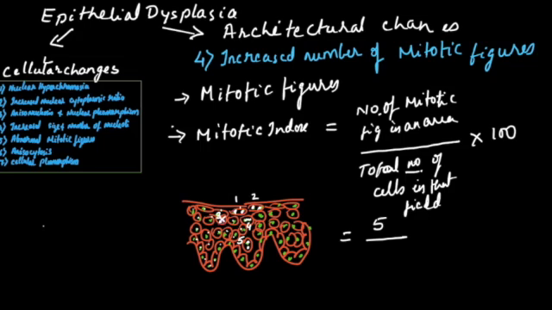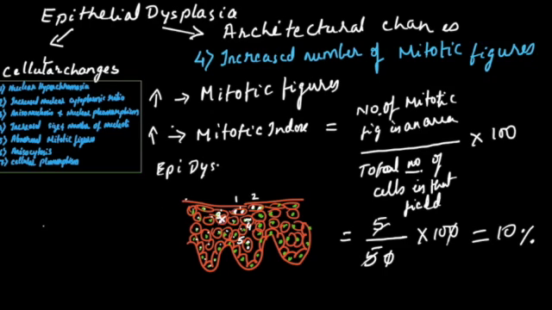So 5 divided by total number of cells in that area. Let's take it as 50, multiplied by 100. So if I calculate, it is 10% of cells. That is, 10 cells are undergoing mitosis in 100 cells here. So this is basically the mitotic index. Both mitotic figures and mitotic index are increased in epithelial dysplasia and carcinoma.